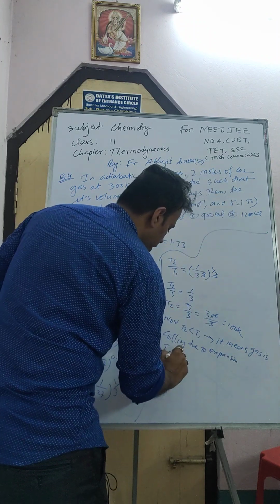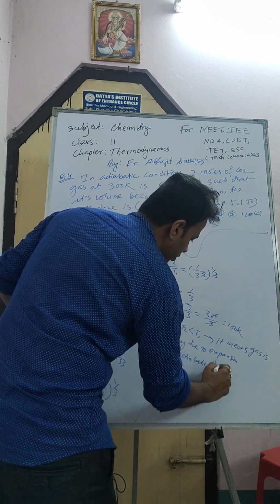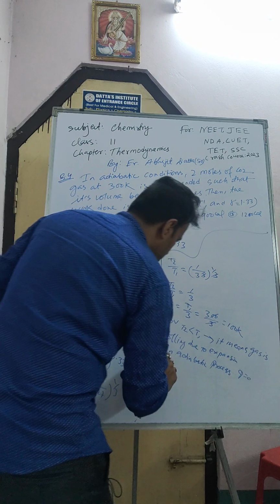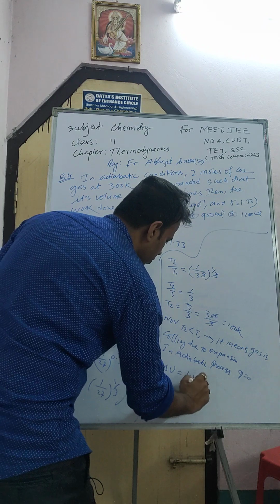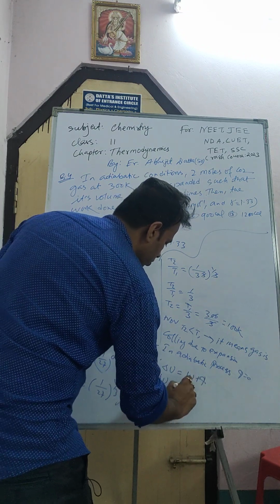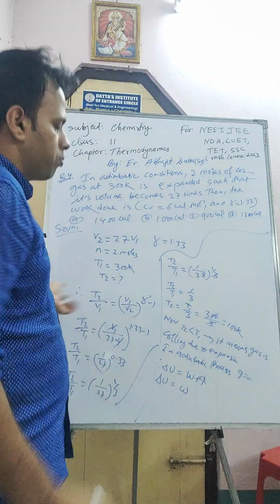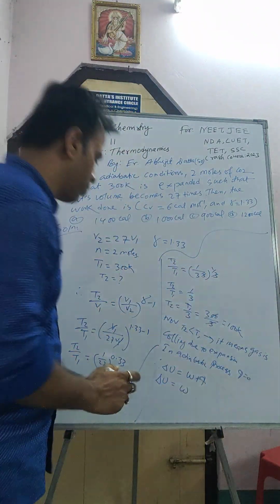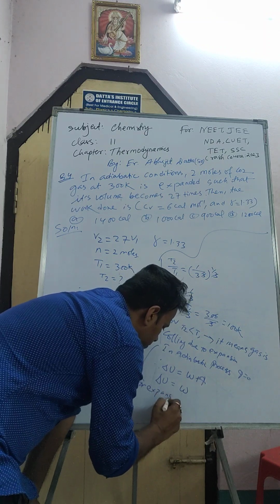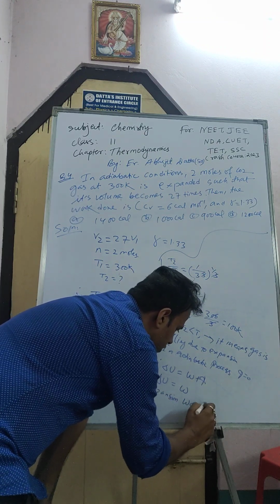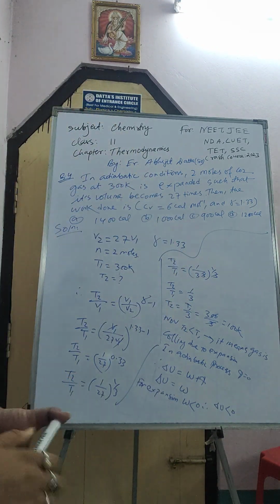Okay, in an adiabatic process Q is 0. Therefore ΔU is equal to W plus Q, so ΔU is equal to W, since Q is 0. But in case of expansion, W is negative. For expansion, W is negative, therefore ΔU is negative.